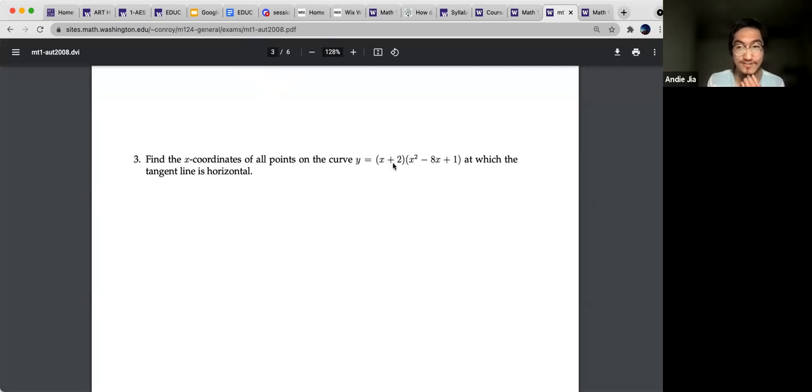So if you ever see this, don't just plug in x equal to -2. That is wrong.